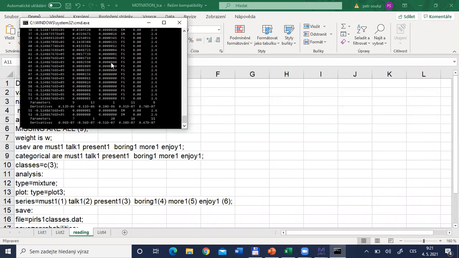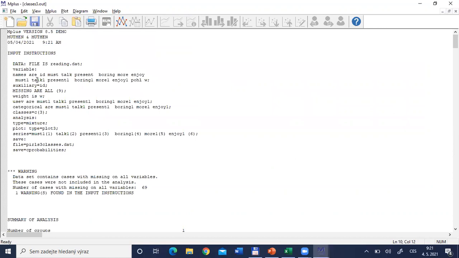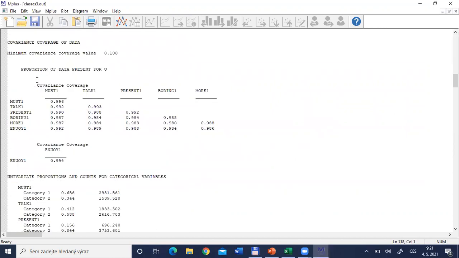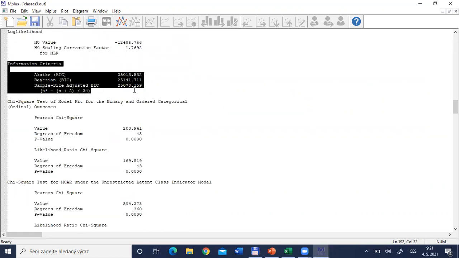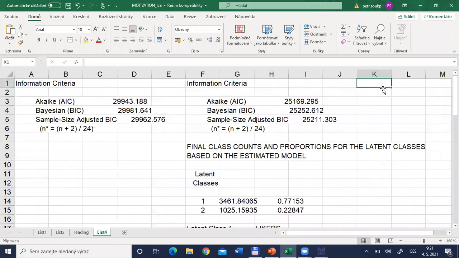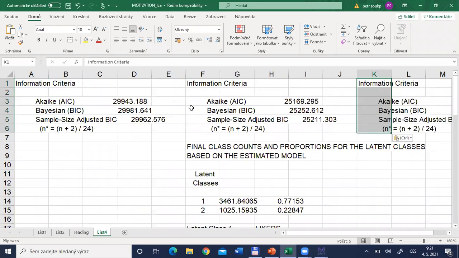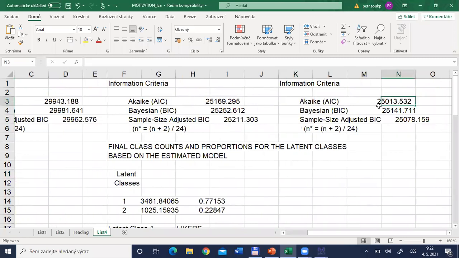So Mplus is preparing results for me currently. I would wait. And if it is finished, it seems it is correctly computed, I can go down once again. First of all, I would check information criteria. Once again here, I would copy results to the next columns. Maybe I can make this column slightly smaller to see all these results. And here you can compare AIC and BIC for three classes, two classes, or one class only.